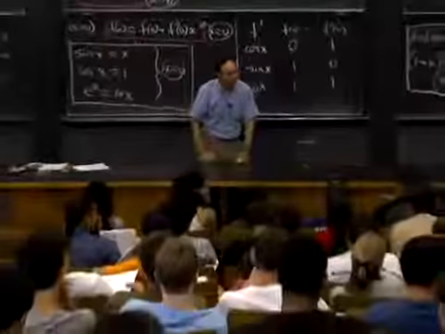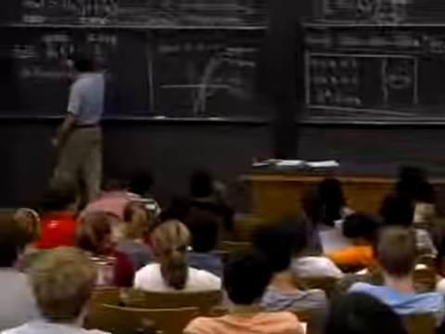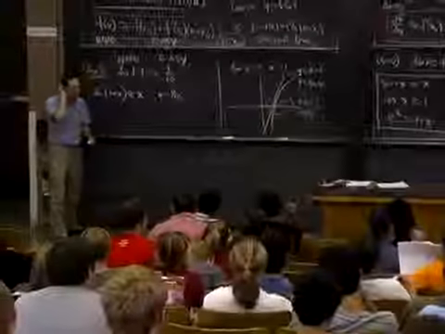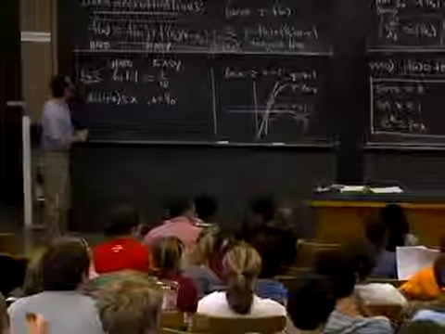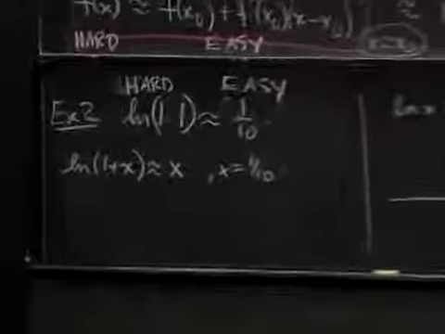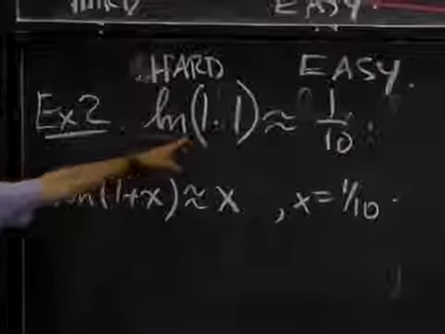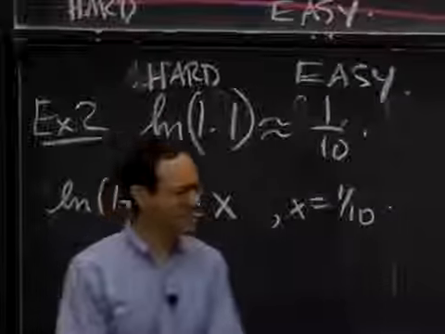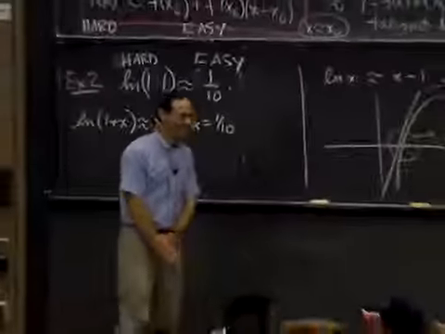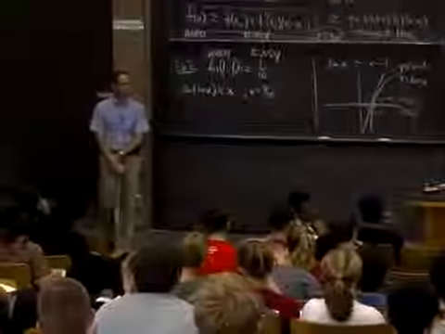Yeah? Is that ln 1.1 or ln 1? Is this ln of 1.1 or what? This is a parens there. It's ln of 1.1. It's the decimal point, right? I guess I've never used that before, a decimal point, have I? I don't know. Okay, other questions?